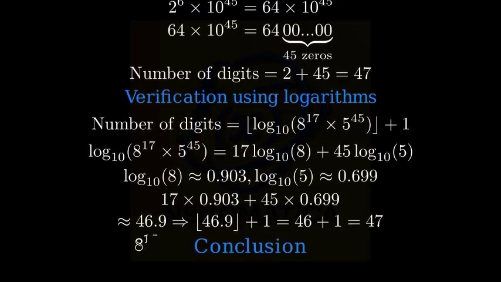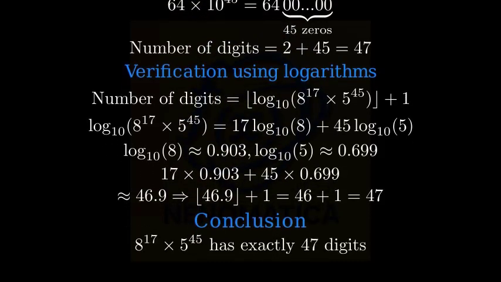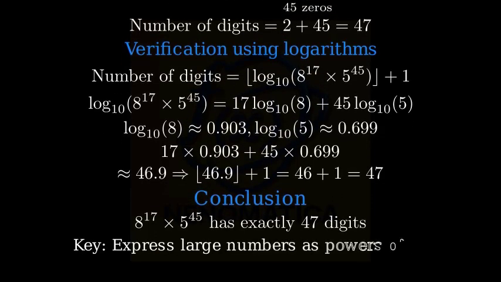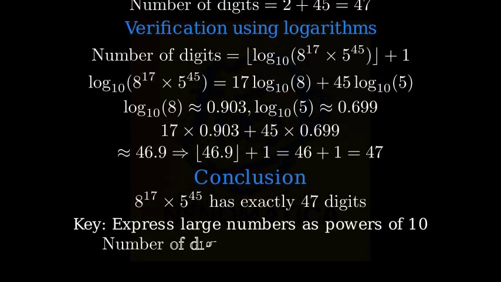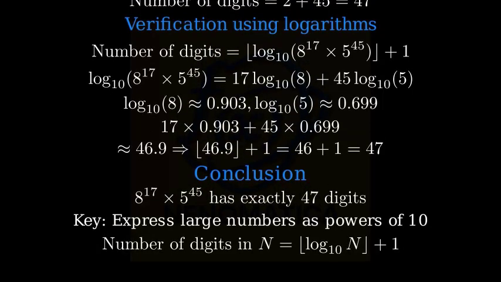In conclusion, we've found that the number 8 to the power of 17 times 5 to the power of 45 has exactly 47 digits. The key to solving this problem was breaking down the large numbers into powers of 10, which makes counting digits straightforward. Remember, for any positive number, the number of digits equals the floor of its base 10 logarithm plus 1.